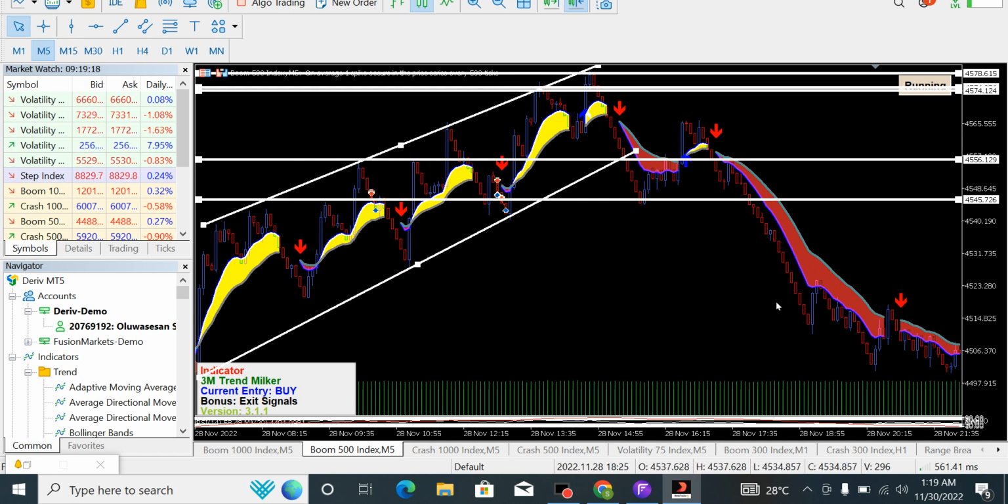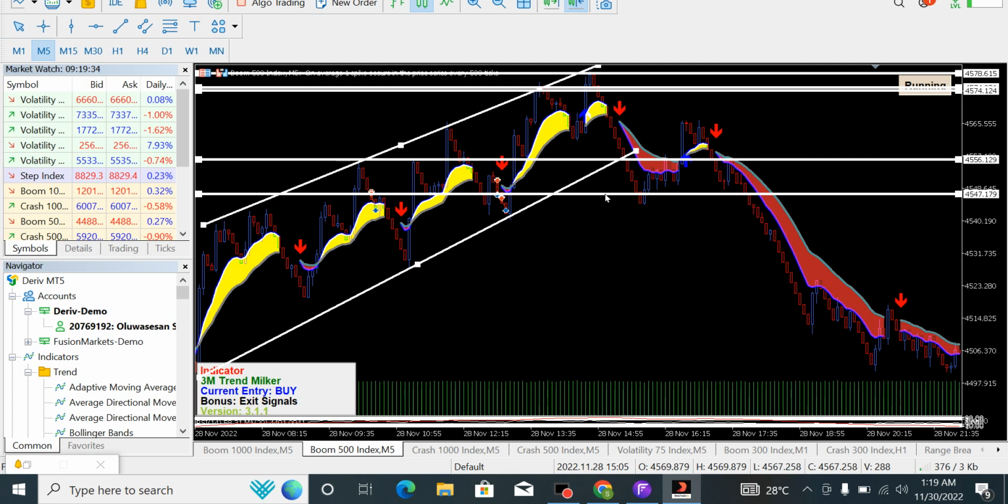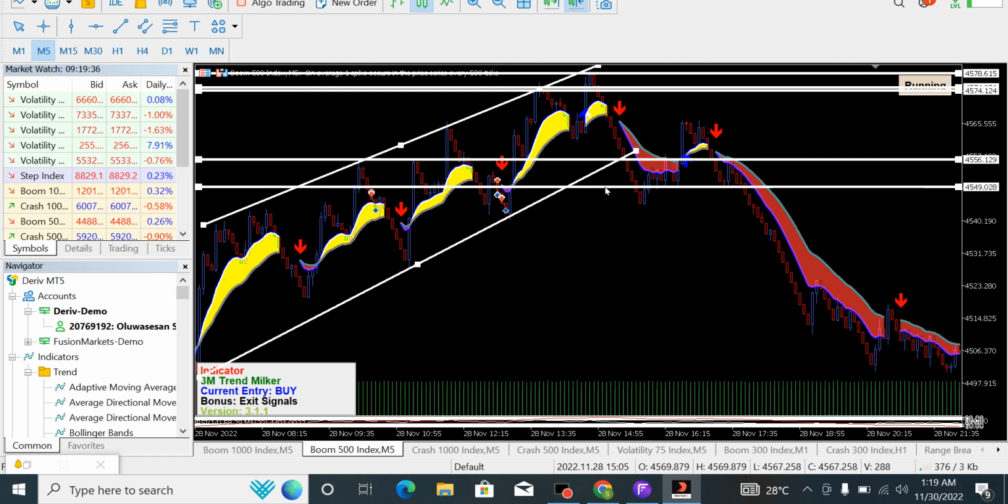What I usually do is I love setting take profit sometimes. So how do I set my take profit? I check out the next support zone. Here is another support zone. Just before it gets to the support zone, I set my take profit, because sometimes it won't even get to the exact support zone before it pulls back.